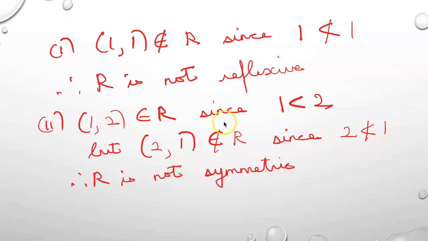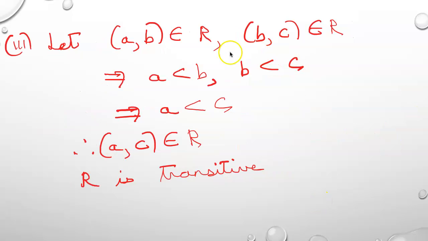Let (1, 2) belong to R. It's true because 1 is less than 2, but (2, 1) does not belong to R because 2 is not less than 1. So R is not symmetric. Again, let (a, b) belong to R and (b, c) belong to R. So a less than b and b less than c implies a less than c. So (a, c) belongs to R. So R is transitive. Why? Because we have proved that (a, b) belongs to R and (b, c) belongs to R implies (a, c) belongs to R.